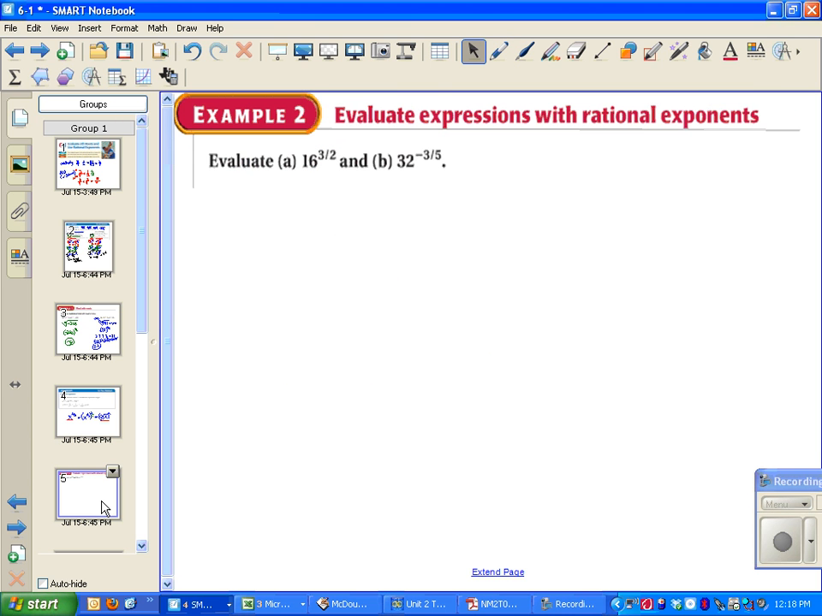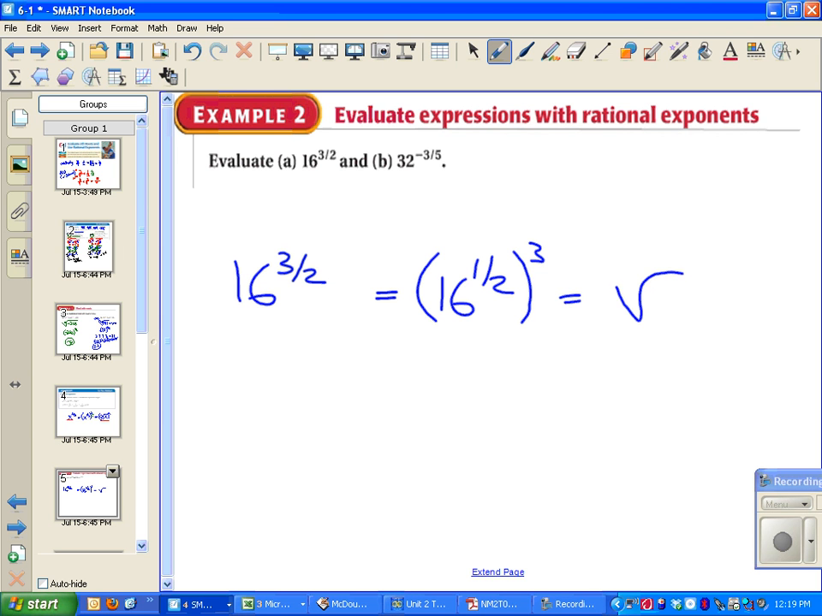All right, so when we evaluate just means to simplify, make smaller. So we have 16 to the 3/2 power. Again, that doesn't make much sense right now, so we're going to break that down a little bit. So this is the same thing as 16 to the 1/2 power cubed. And 16 to the 1/2 power, that's the same thing as the square root of 16, cubed. And I know what the square root of 16 is. That is 4, and then 4 cubed is 64. Right? So sometimes it's helpful to rewrite it.